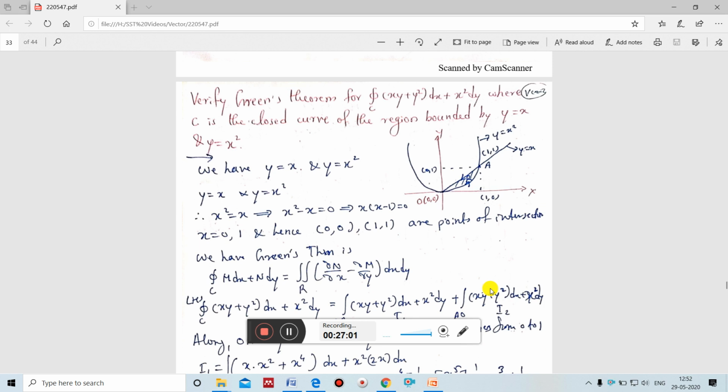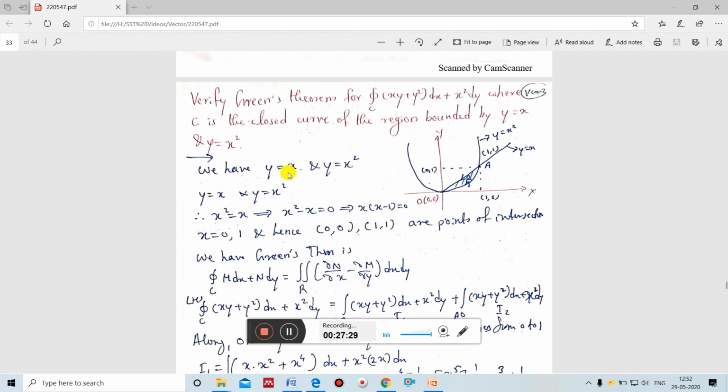Let us solve one more example on Green's theorem. Verify Green's theorem along the curve C, the integral of xy plus y square into dx plus x square dy, where C is the closed curve of the region bounded by y equal to x and y equal to x square. This is what is given, and we have to verify, which means we have to prove LHS is equal to RHS. So let us draw in the xy plane.